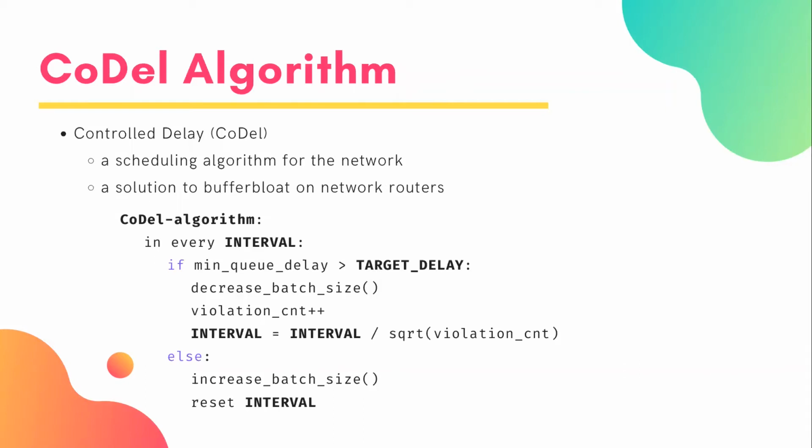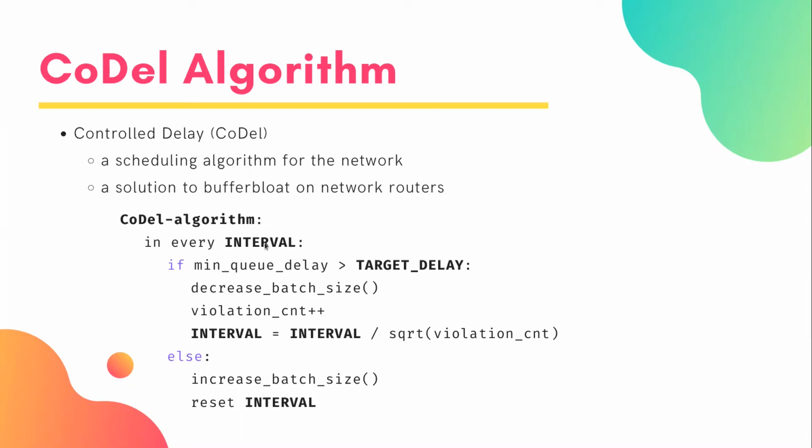The well-known solution to Bufferbloat in networks is the CoDel algorithm, or controlled delay algorithm. CoDel is a scheduling algorithm. It was proposed to solve Bufferbloat in networks. You can see the general form of the algorithm. This algorithm has two important parameters: interval and target delay.